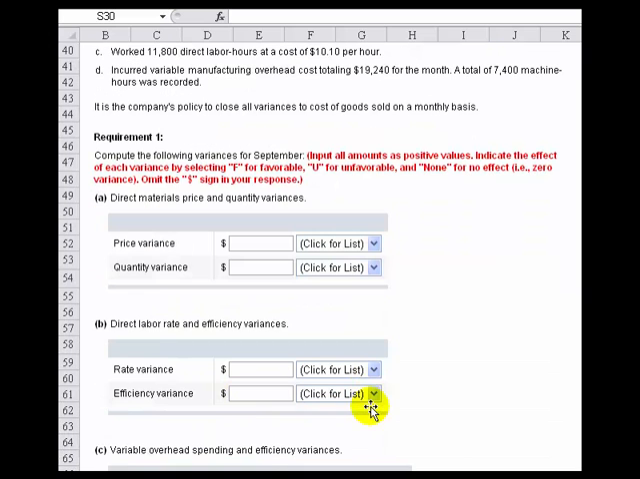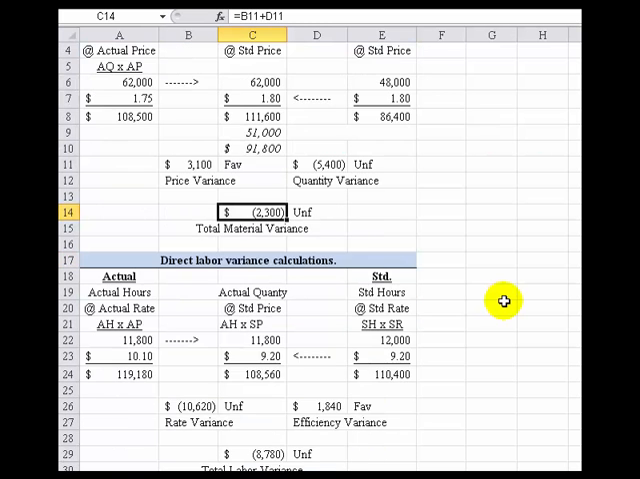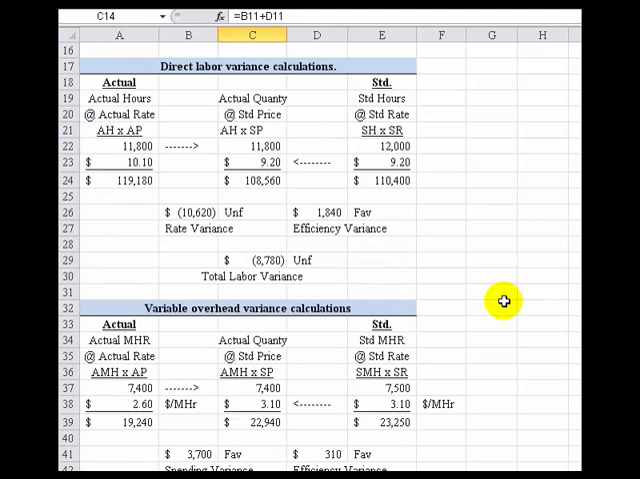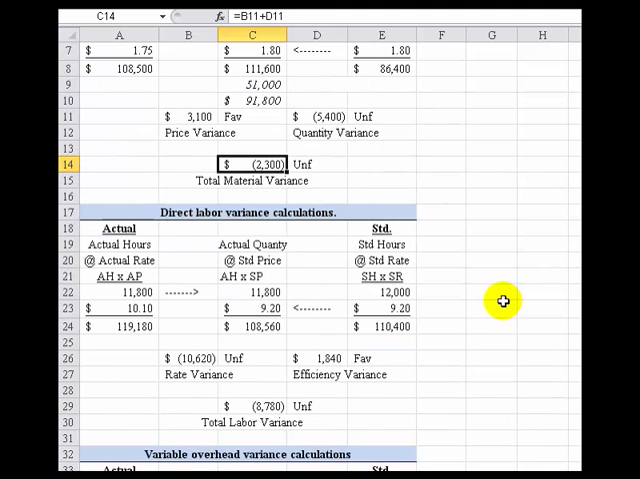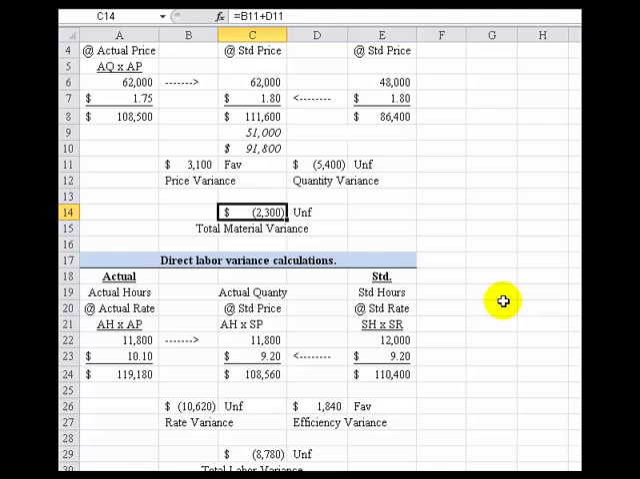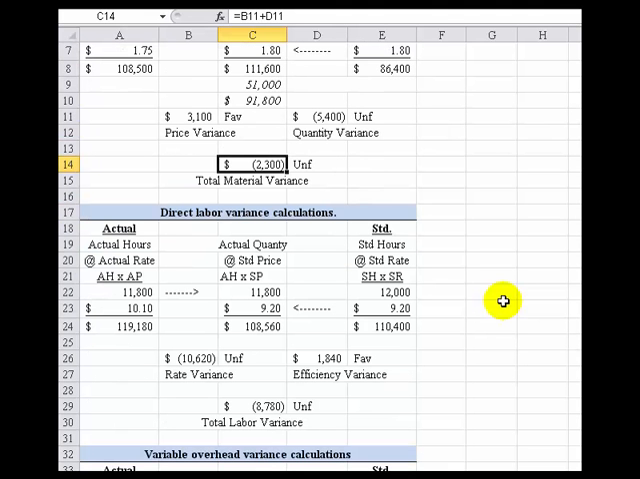Requirement 2, I believe, as we slide down here, is calculate the direct labor rate and efficiency variances. So let me slide up and we'll go through this now. Let's leave it about here. We may need some numbers from above. Okay, same thing. Actual on the left, standard on the right.